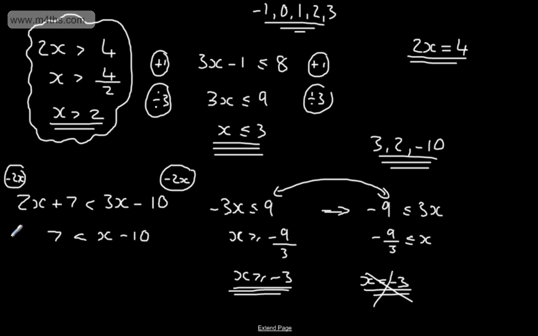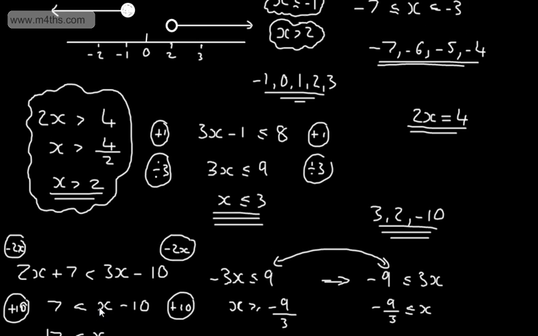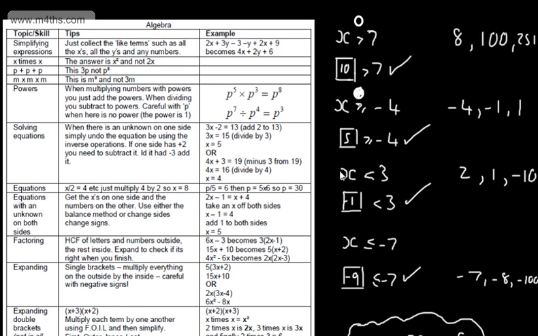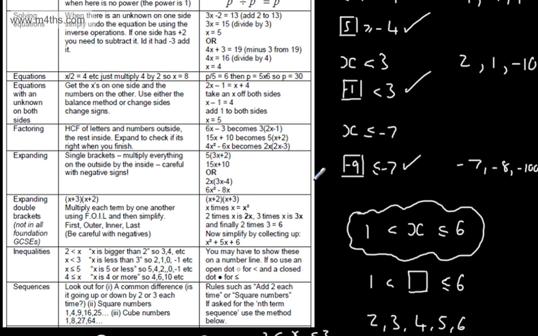I'm now going to add 10 to both sides of the inequality. So plus 10, and we're going to end up with 17 is less than x, or x is greater than 17. Again, if you want integer values that satisfy that, 18, 19, 104. They are just 3 examples. So that covers simplifying basic work with inequalities, solving inequalities, writing them and graphing them. Okay, so that now is inequalities done.